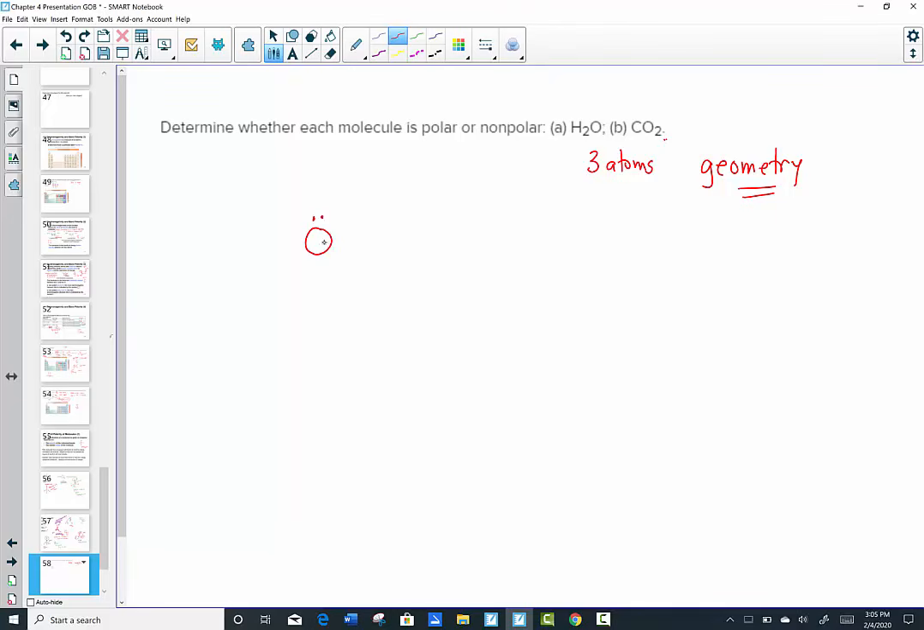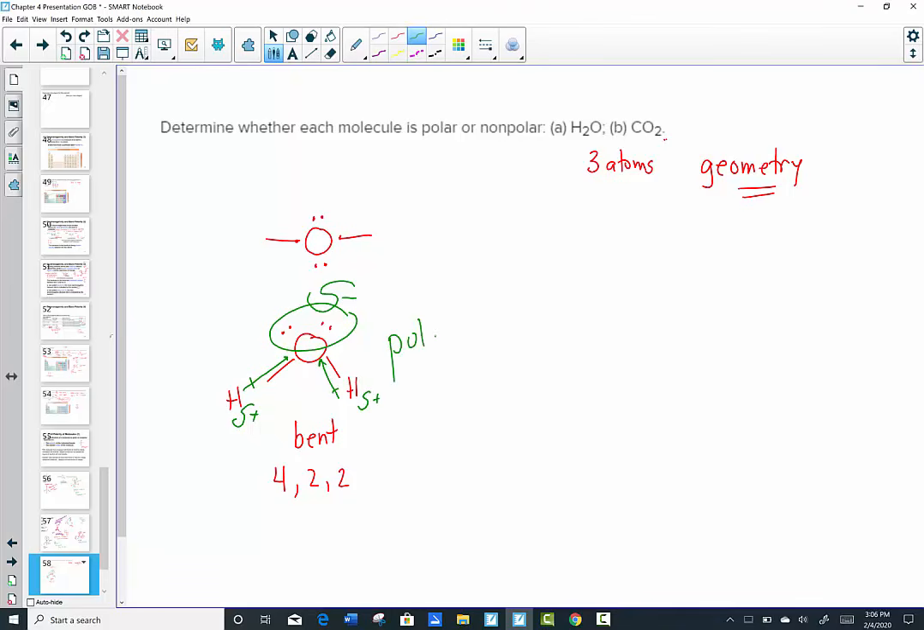Oxygen, group 6A, 6 valence electrons. That means that I'm going to have 2 dots, 2 bonds. And we've drawn water enough to know that when I draw it correctly, those 4 valence electrons, or 2 sets of dots, make this molecule bent. That the molecular geometry is 4, 2, 2. Seeing that allows me to predict this is a very rich region of electron density. These bonds are very polar, pulling up towards the oxygen, making these hydrogens electron deficient. Water is all kinds of polar.